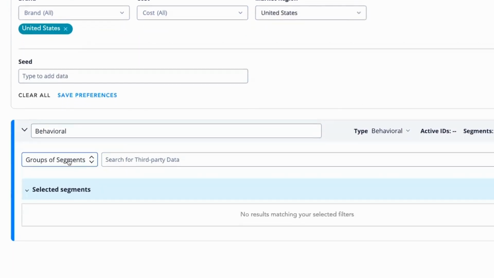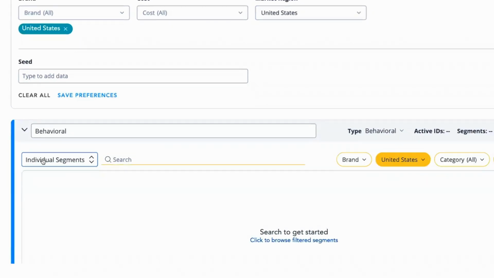You have the option of pulling up group of segments or individual. I like to pull individual segments. So group of segments is just a DSP that basically has done the work for us, right? It really created a group based on what we're going to look up. But I recommend, especially if you want to look at availability, or especially if you're building your campaign from scratch and you're building an audience from scratch, just look at individual segments for now.